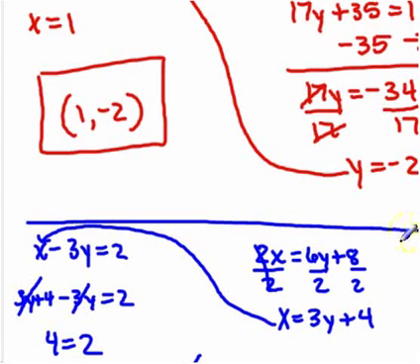Now, I want you to use your logical reasoning skills. If a false statement means that the 2 lines are parallel and they have no solution, what do you think your algebraic answer will look like if they're the same line and have infinitely many solutions?